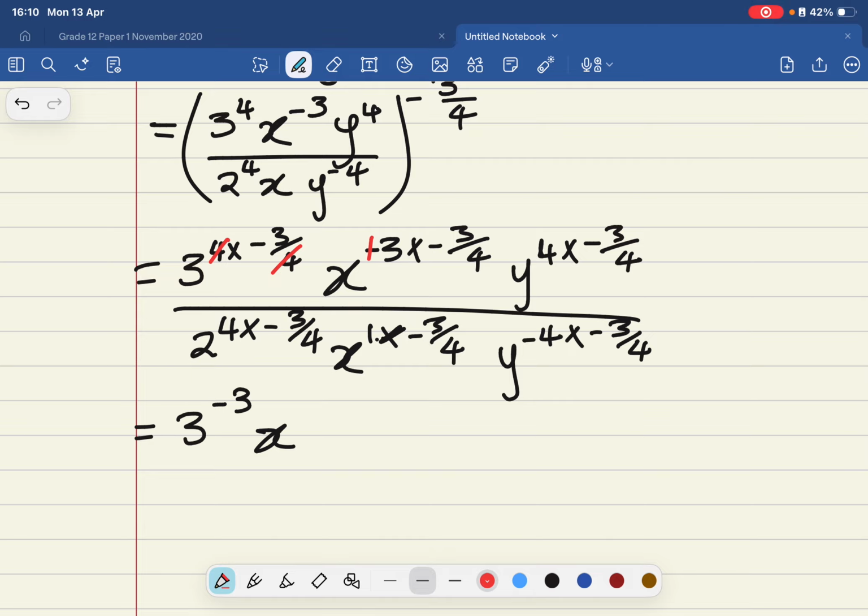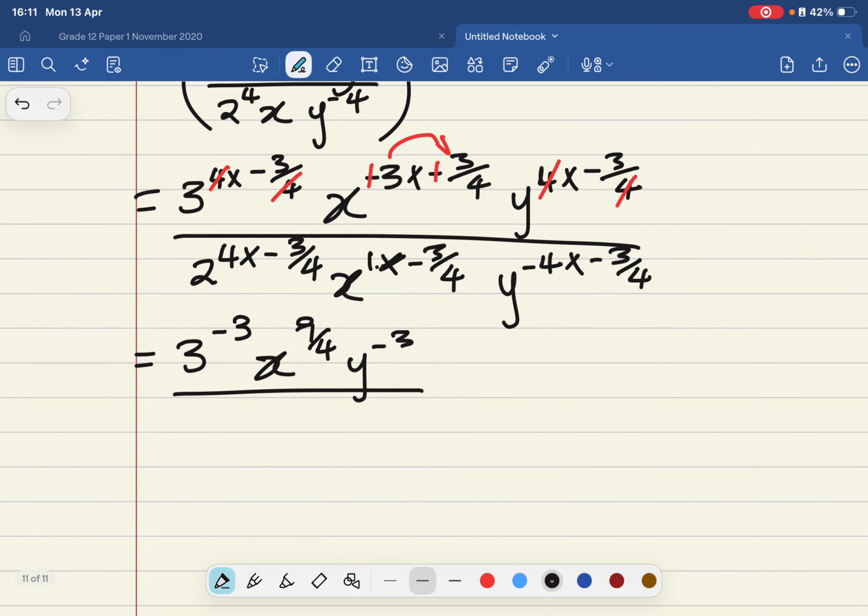This negative, take away the negative, gives you a positive. This one times this one, 3 times 3 is 9. So it's 9 over 4. And then comes this one, 4 and 4. Then I'm left with y to the power of negative 3. Okay. Then this is a good denominator. This one takes away this one. And then I'm left with 2 to the power of negative 3.